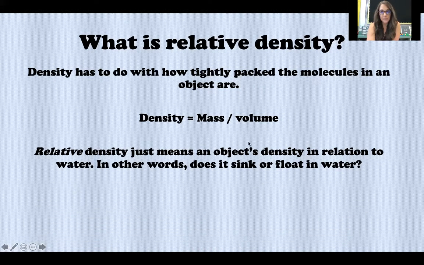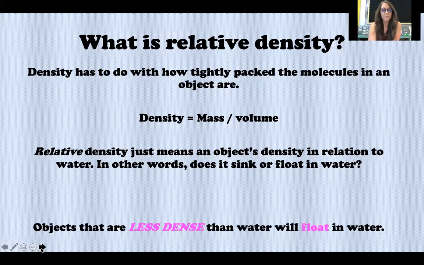So relative density is an object's density in relation to water. So in other words, if we put it in water, is it going to sink to the bottom or float? That's all relative density is. Hopefully sinking and floating sounds familiar to you. We did sink and float in 3rd grade and 4th grade if you were here at Pershing Park.